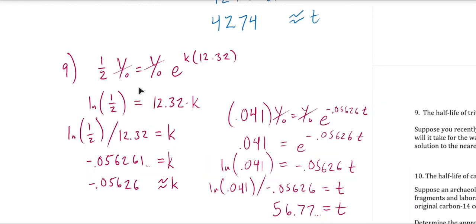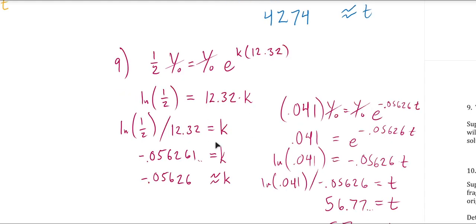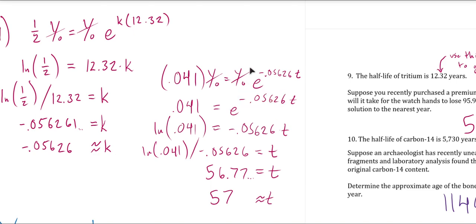We begin by acquiring our rate constant. ln of 1/2 divided by the half-life will give us our rate constant. And now we say, when will it get us 0.041 times our original amount? Original amounts cancel. We take the ln of this proportion, we divide by the rate constant, and we find our time t. This will happen in 57 years.